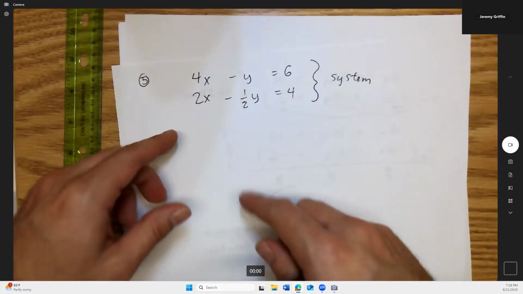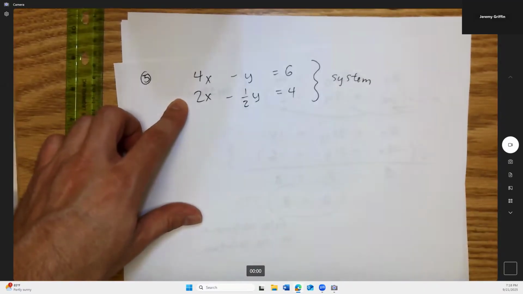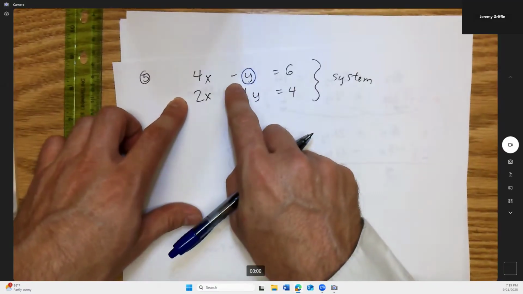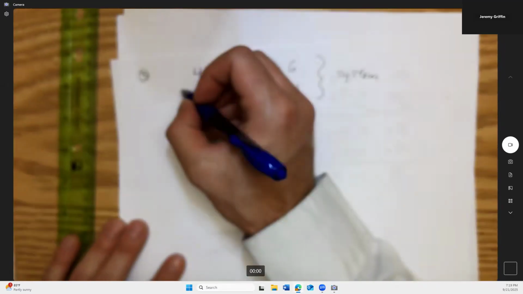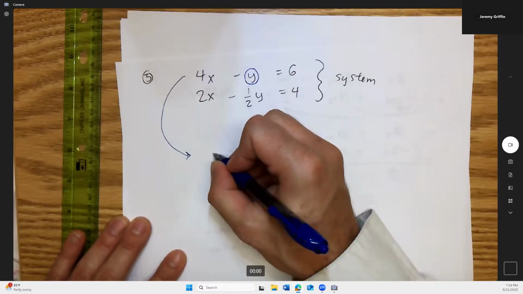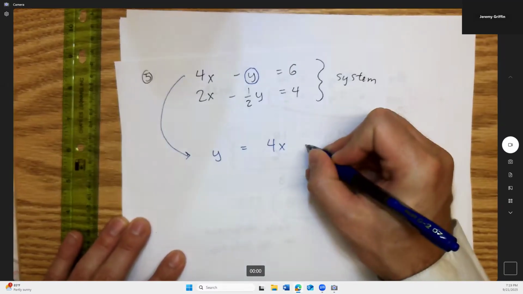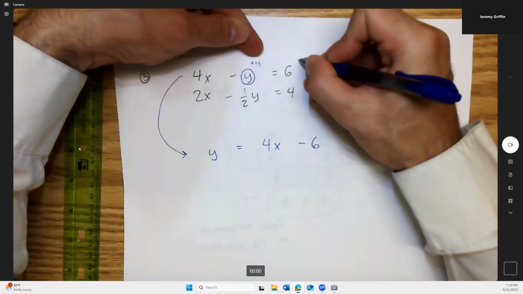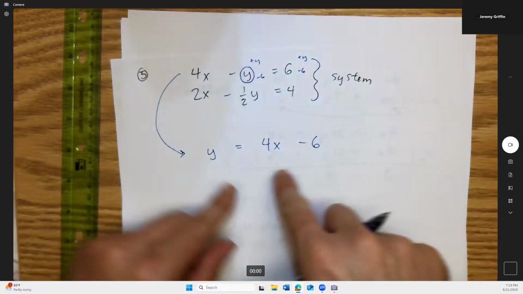Well, if I want to do substitution, I have to solve for one of these variables in terms of the other. And what stands out to me as an immediate candidate is this y, because there's -1 on it. I can very simply get y equals something and then run it forward from there. So if I rearrange this, I get plus y and subtract the 6, going to get y equals 4x minus 6. All I did was plus y on both sides, and then -6 and -6. So you get it back.